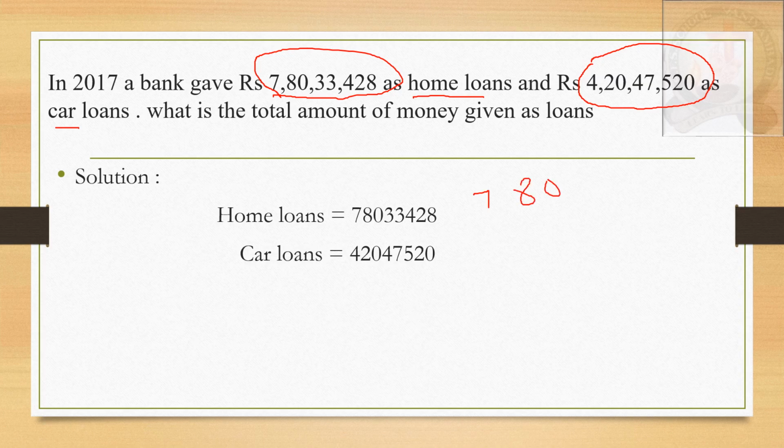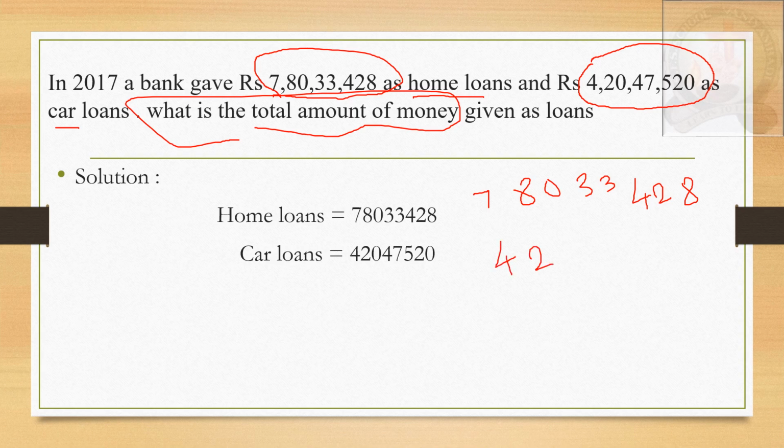What did they ask? The total amount of money given by the bank as a loan. That is the question they asked here. Okay, let us write the numbers given here: 7 crore 80 lakh 33,428 and 4 crore 20 lakh 47,520, children. So we will add these numbers. When you add, you should start from the extreme right number, I mean from the unit digit onwards.